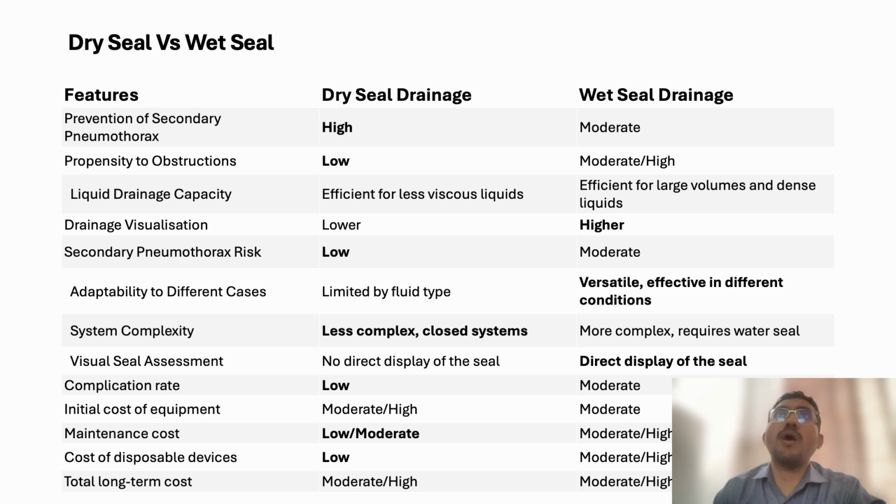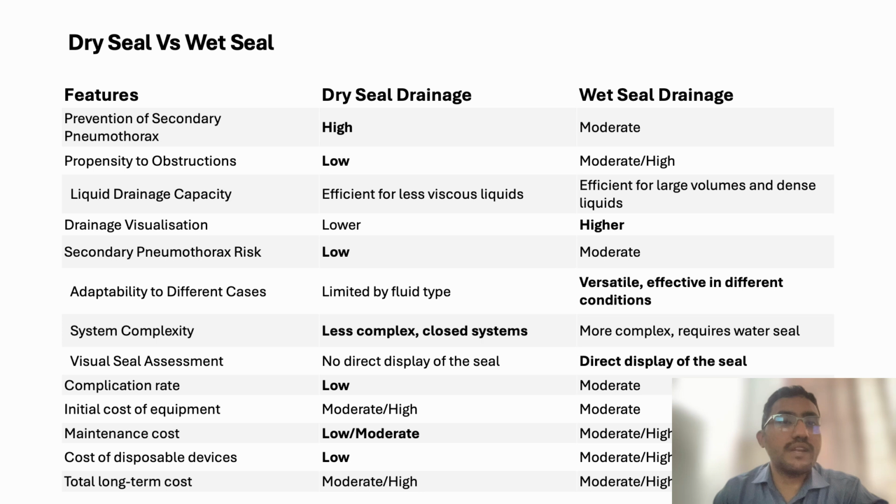Then again, obstruction. If the air fluid column is very large in the wet seal drainage, then there will be difficulty removing the collections from the chest, and a large amount of force is required to remove them, whereas in a dry seal only less force is required. So again, the chance of obstruction is less in the dry seal.